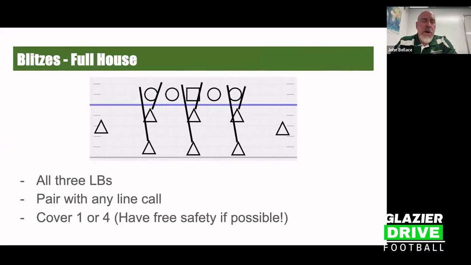Don't do this a ton. But certain situations where you really got to sell out to stop the run or sell out on short yardage, maybe we'll do this. But full house would be all 3 guys going in the middle. Pair it with any line call. Definitely got to run man behind this. And I would strongly suggest having a free safety because if this misses and you don't have somebody behind it, it's probably 6, right? So we need to make sure.